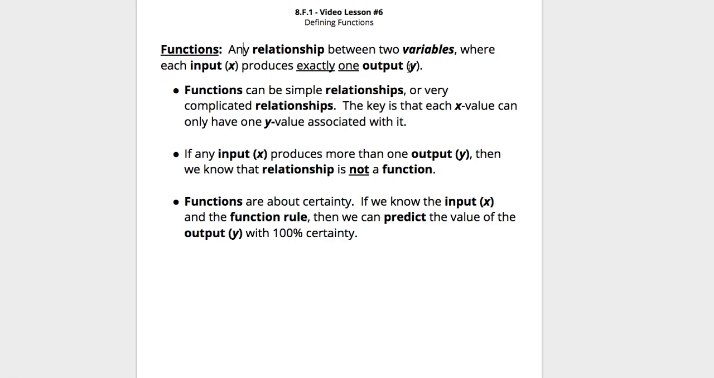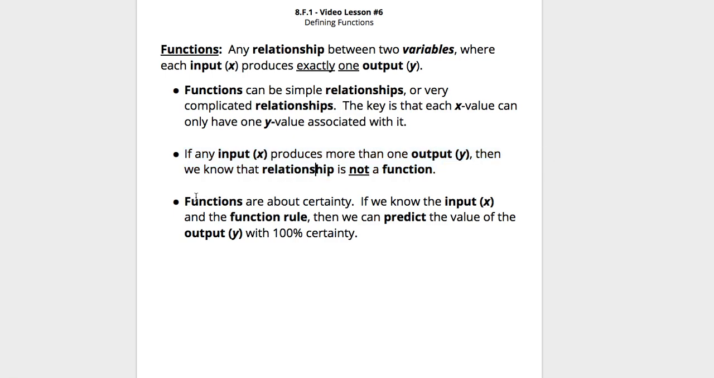one output. Functions could be really simple relationships, they could be very complicated relationships. But the key is that if any relationship has only one y value attached to each of the x values, then we know that could be called a function. If we see any x value or any input that produces more than one output or more than one y value attached to each x, then we know the relationship is not a function.